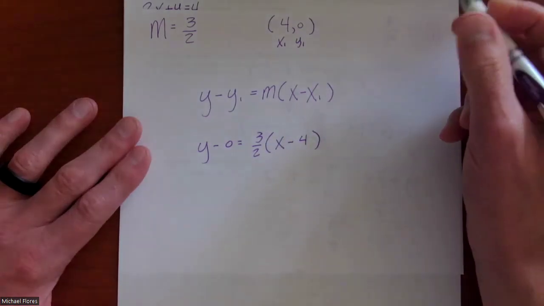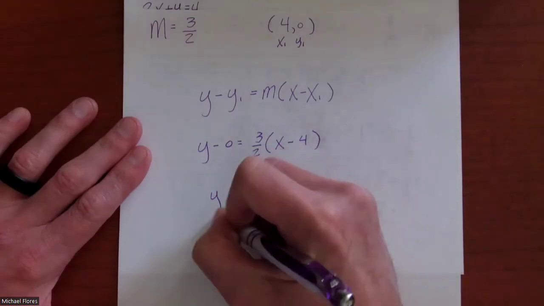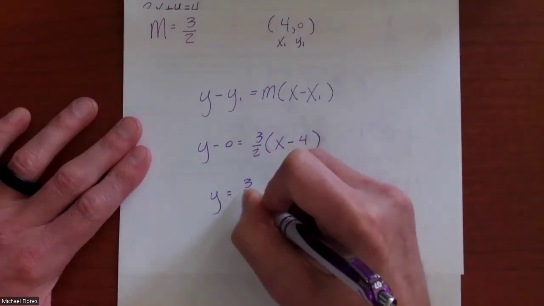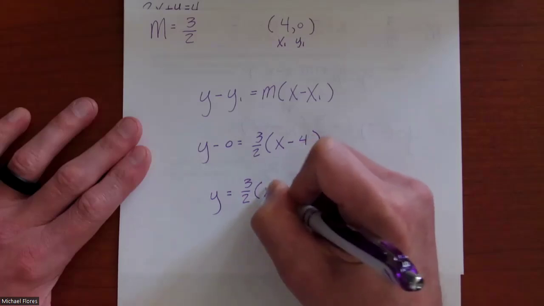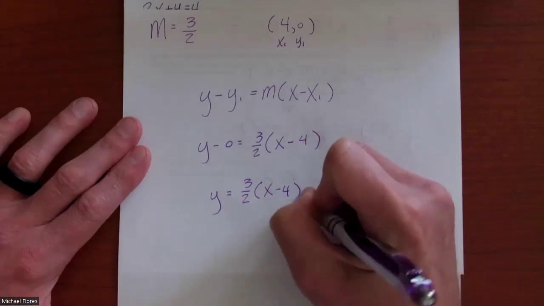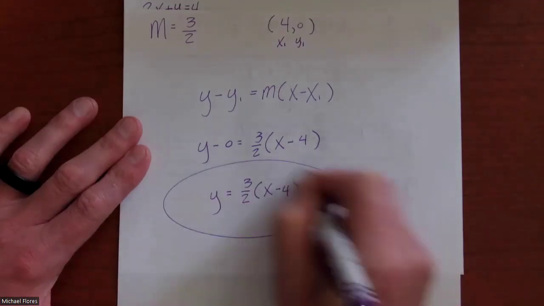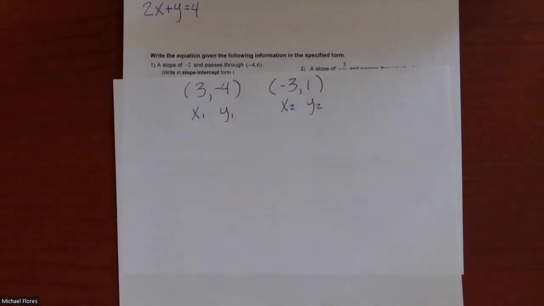Now there's really not a lot to do here. Y minus 0 is just y. Don't distribute that. Just leave it. It wants it in point slope form. That's your final answer.